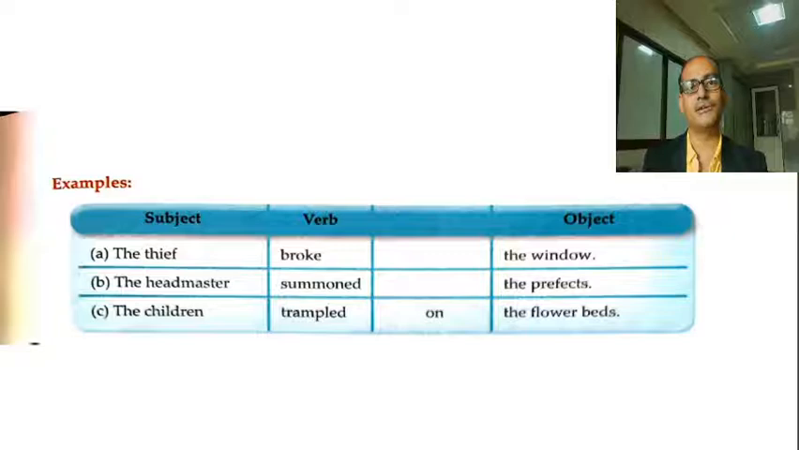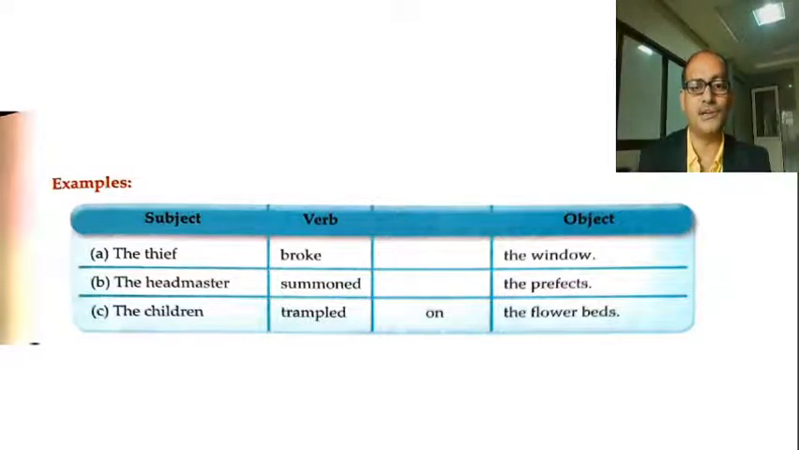Summoned means called. The headmaster called the prefects. So here again, prefects, these are the object of the verb summon. This verb summon has the object because this action word is affecting some part, that is the prefects. So the prefects are the object.